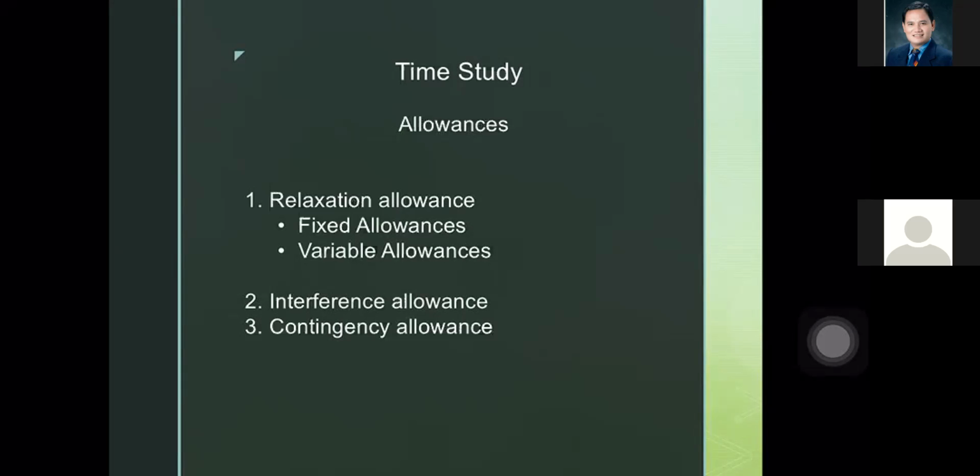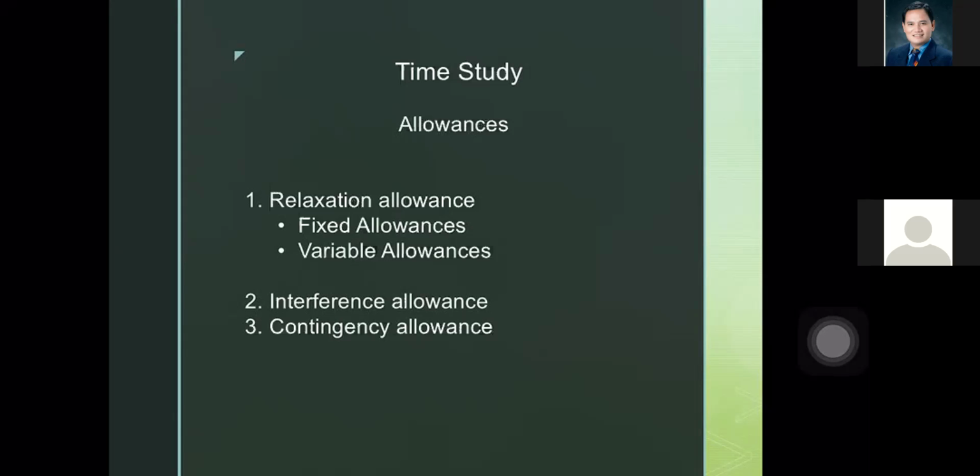Relaxation allowances are of two types: the fixed allowance, which constitutes the personal need allowance and allowance for basic fatigue, and the second type, the variable allowance. This is allowed to an operator who is working under poor environmental conditions that cannot be improved, adding stress and strain in performing the job. Then number two, interference allowance.